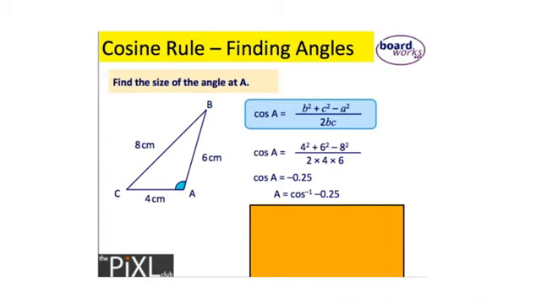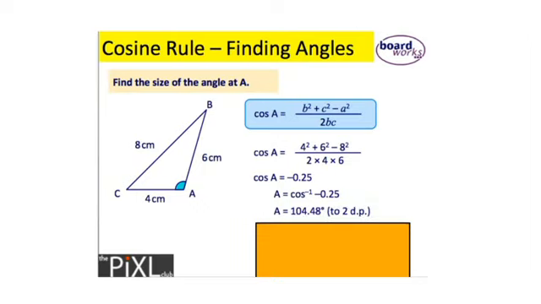The cos to the minus 1 of negative 0.25, as you can see here on the screen, is going to give you an answer of 104.48. That's correct at 2 decimal places.